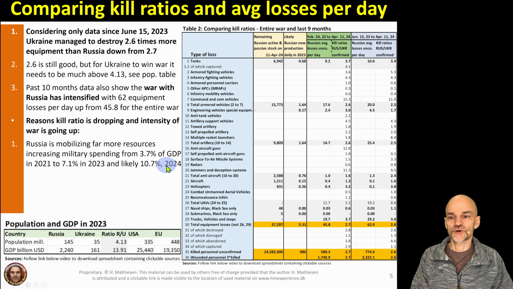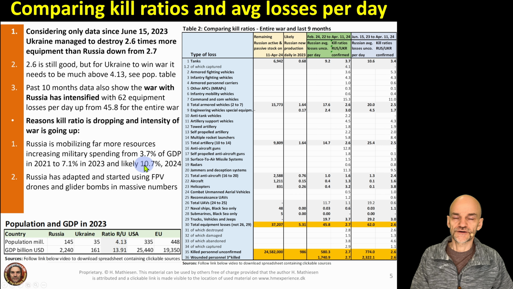So Russia is throwing considerably more resources into this war than they did before the war and also in the beginning of the war. And that, of course, will increase the intensity of the war and also make it more likely that Russia can actually kill more Ukrainians, because the more you attack the enemy with, the better your kill ratios from your perspective will become. That's part of the logic of how war works.